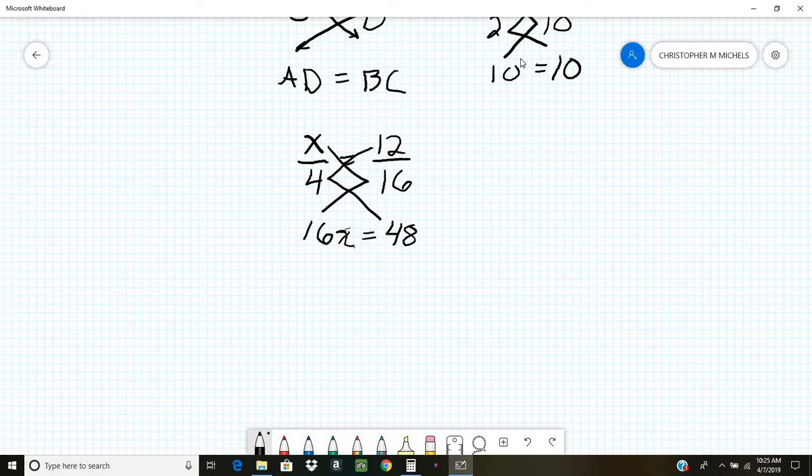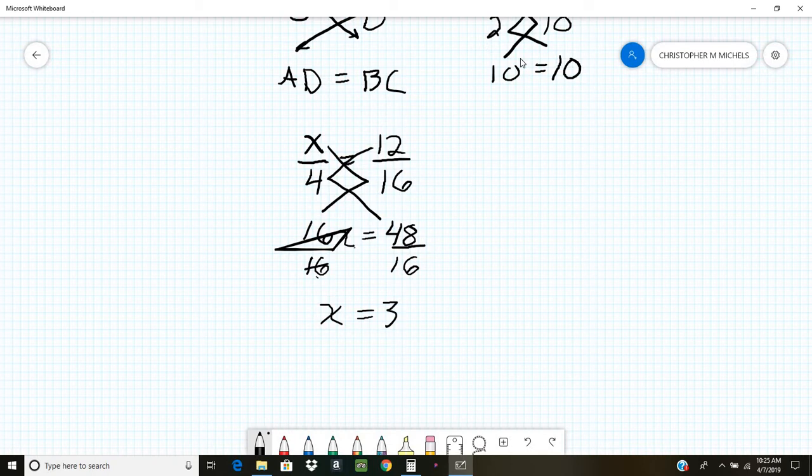16x means 16 times x. So to undo this multiplication, I use division. And what you do to one side, you do to the other. That is the golden rule of algebra. Cross these out. Oops, I don't know why my thing made a triangle there. Probably recognize the shape. So that leaves me with x, and then 48 divided by 16 is 3.